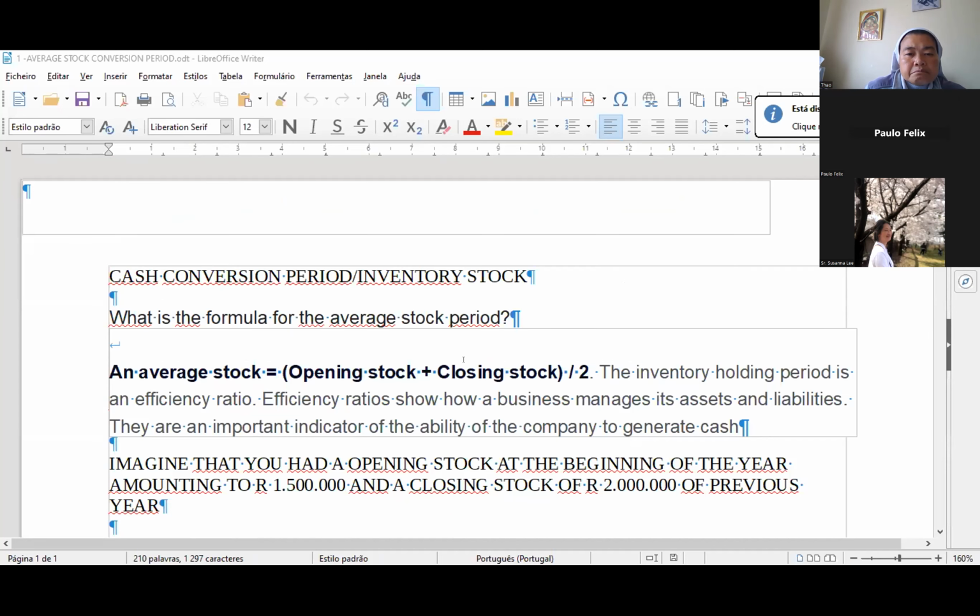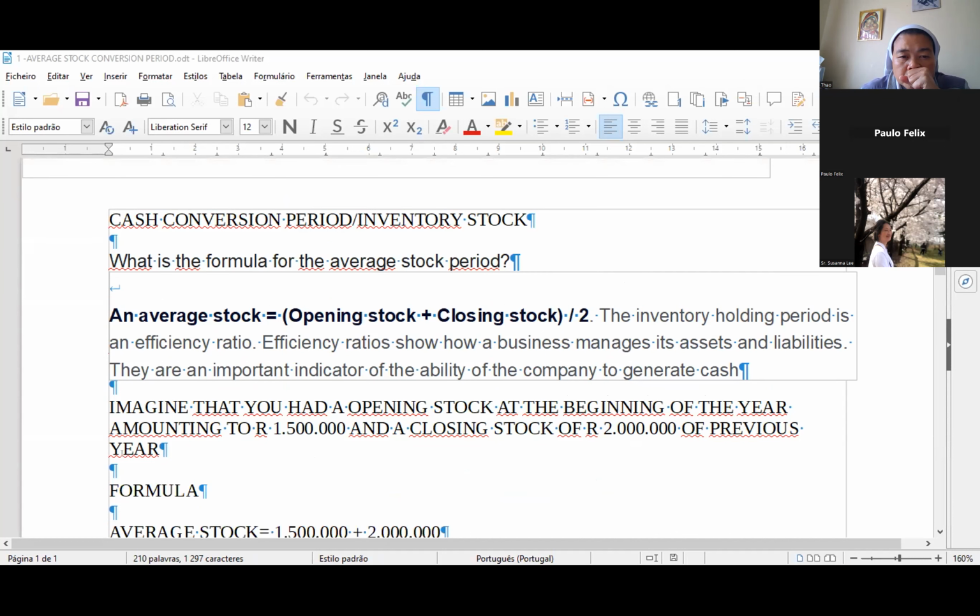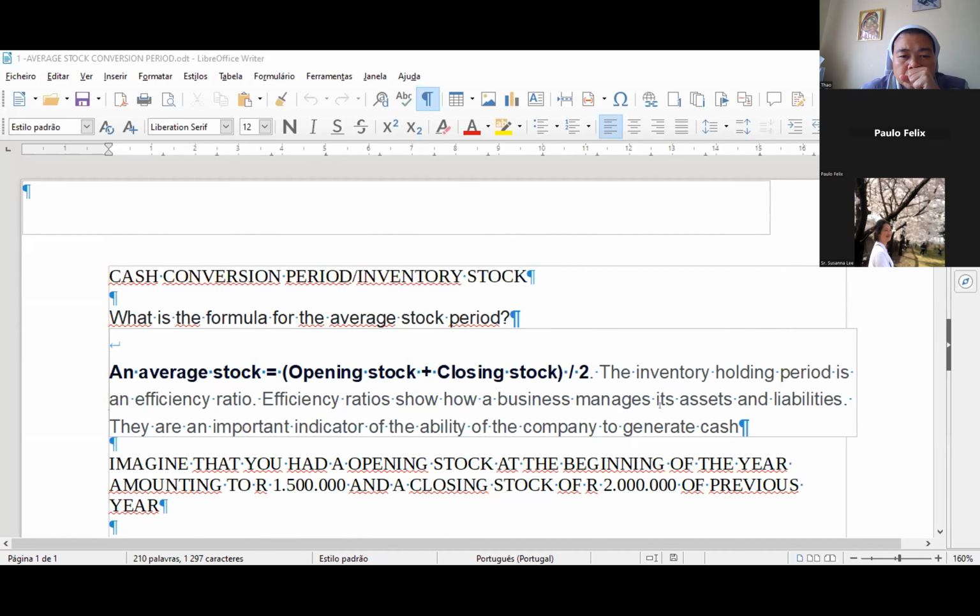Yes. So now we are going to understand a bit what the cash conversion period for inventory is. As we saw at the beginning, the conversion period measures the time it takes to convert your product or service into cash inflows. So imagine that you had an opening stock at the beginning of the year amounting to 1,500,000 rands, and a closing stock of 2 million rands.